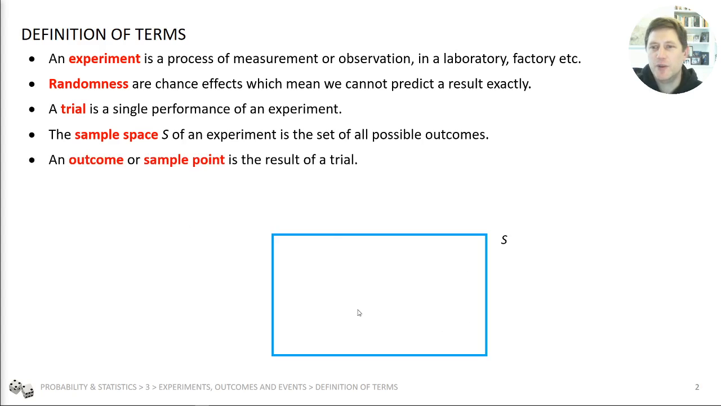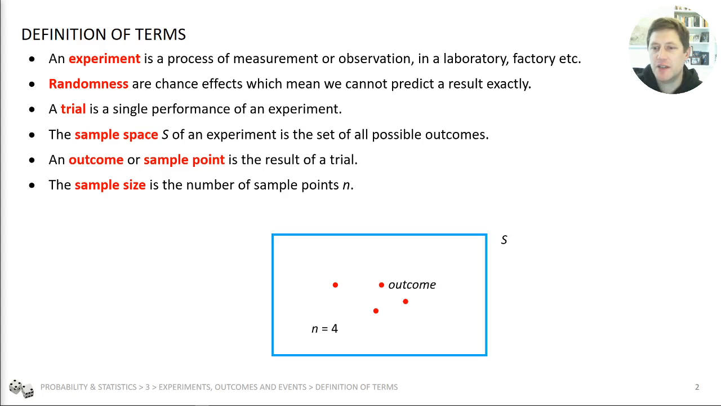So each time you do a trial, you'll get an outcome or a sample point from that trial. And so we can see that that outcome or sample point must be within the sample space S. And we can identify that there. Repeating trials means we're going to get more outcomes, and so here for each trial we get another outcome. The sample size is the number of outcomes, and here the sample size N is 4.